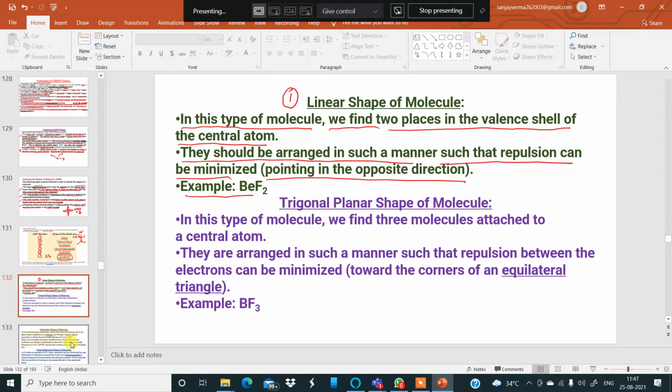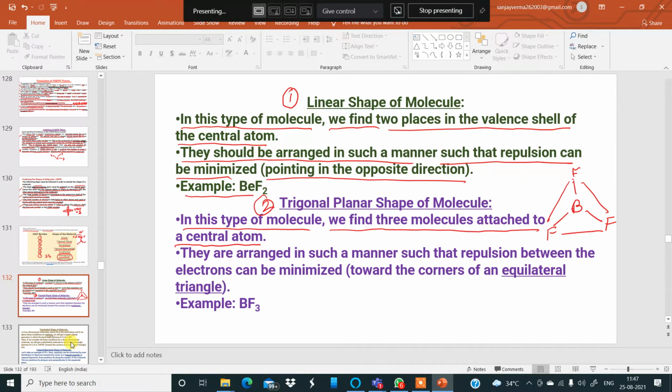Then the next shape is trigonal planar shape of the molecule. In this type of molecule, we find 3 atoms attached to a central atom. Like I told you, boron trifluoride, like this, fluorine, fluorine, fluorine. Boron trifluoride linked like this. Bond angle 120 degrees. So this is a trigonal planar.